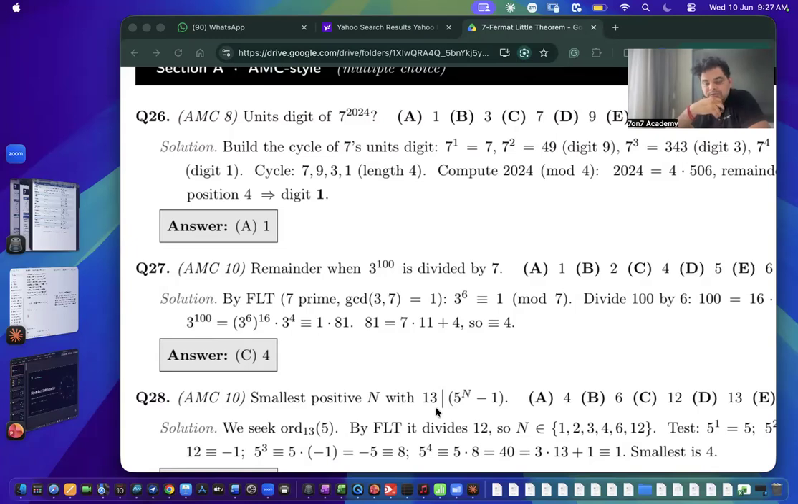What would be the smallest n such that it is divisible by 13? See, you apply Fermat's little theorem. So this can be 12, no? This is 13, and then 12, then minus 1 would give remainder 0. Understand? Isn't 12 the answer, or are there some other answers also?